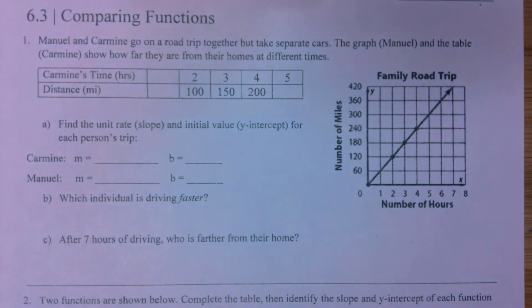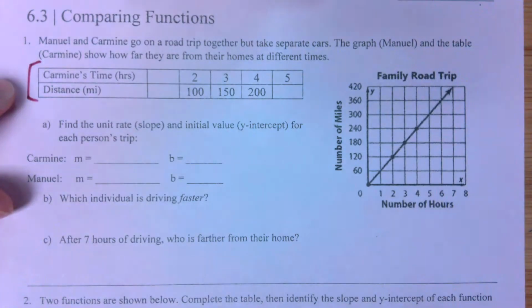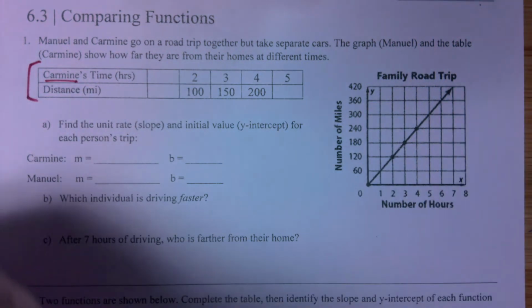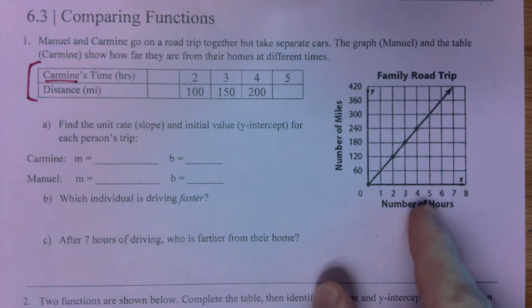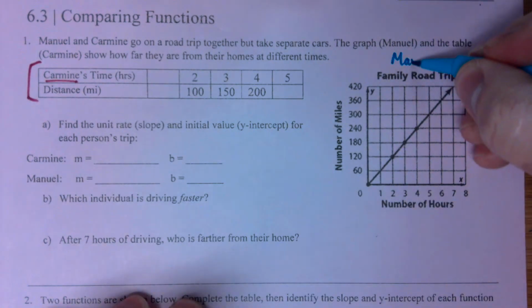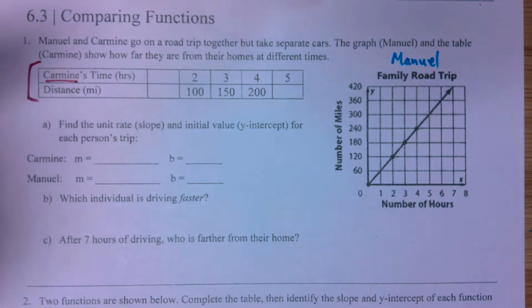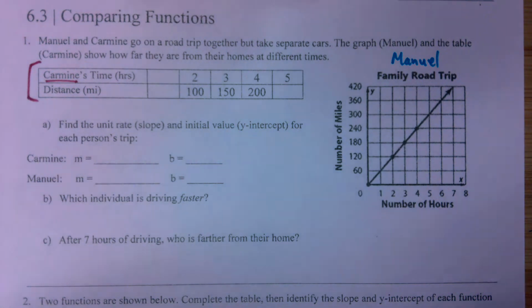So 6.3 is the last lesson we talked about in this unit, and it's all about comparing functions. So taking two separate functions and looking at what's similar, what's different, all that good stuff. So here, we've got Manuel and Carmine going on a road trip together, but they're going in separate cars. Now this table here represents Carmine's journey. But this graph over here, this represents Manuel's journey, right? So you may have noticed, hey, these points don't match up with these points.